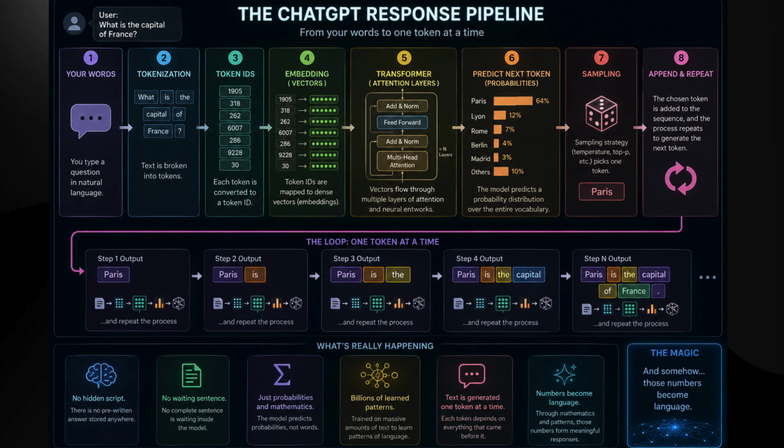There is no hidden script, no pre-written response, no sentence waiting inside the model, just probabilities, mathematics, and billions of learned patterns working together to generate text, one token at a time. And somehow, those numbers become language.